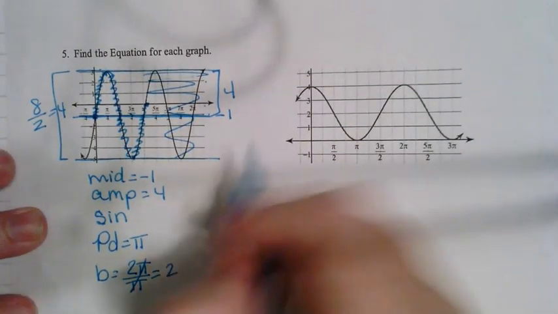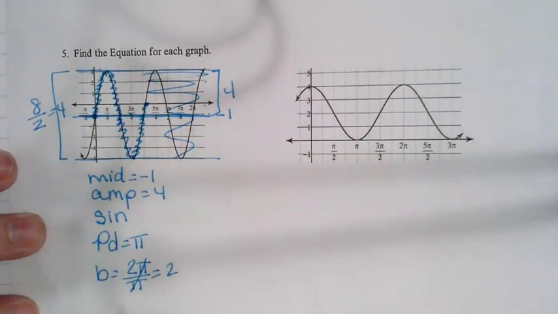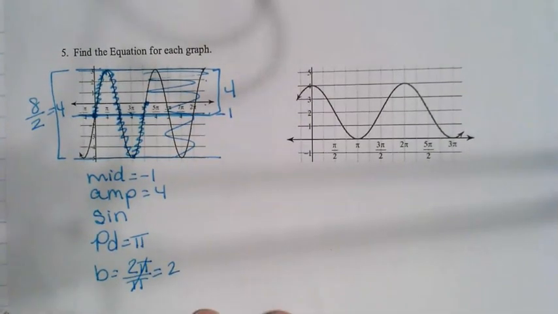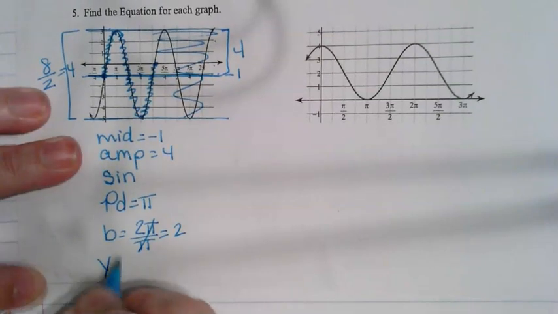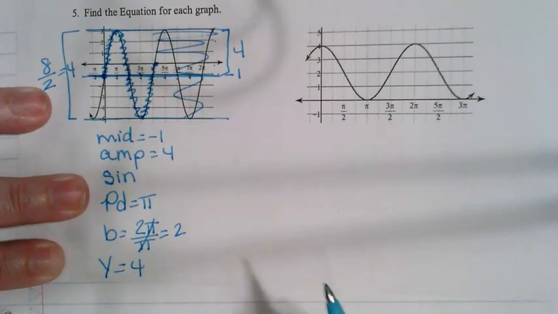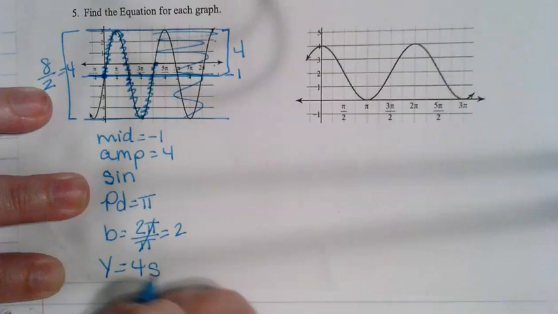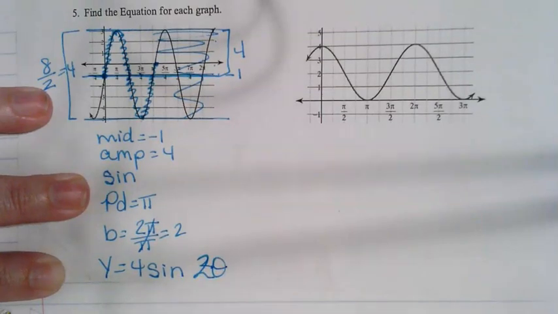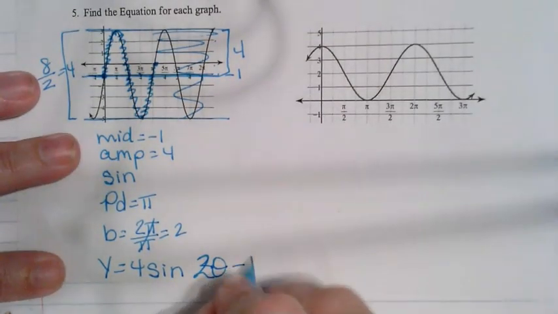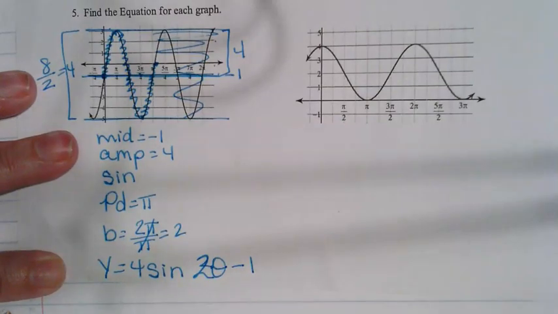Okay, so ready to write the equation? I'm going to write it down here. Can y'all see? Okay, y equals, my amplitude is 4. It wasn't flipped, so sine 2, let's make it a nicer 2, theta minus 1. And there you go.